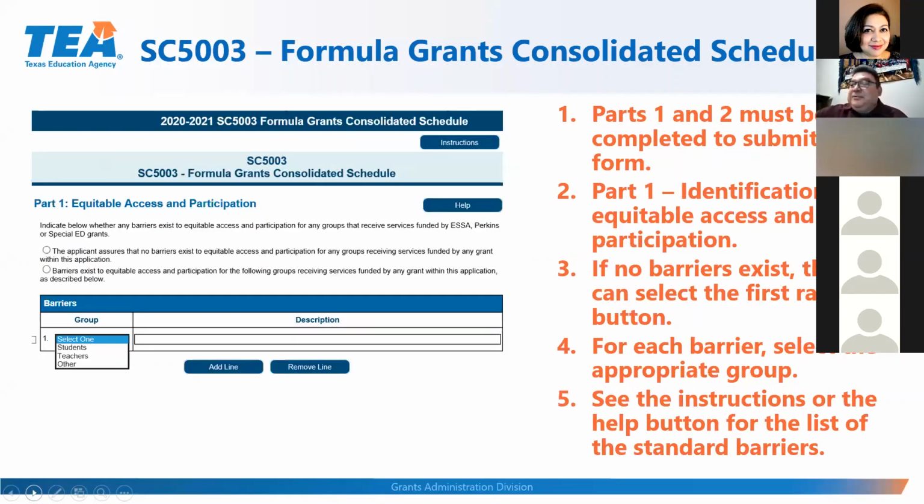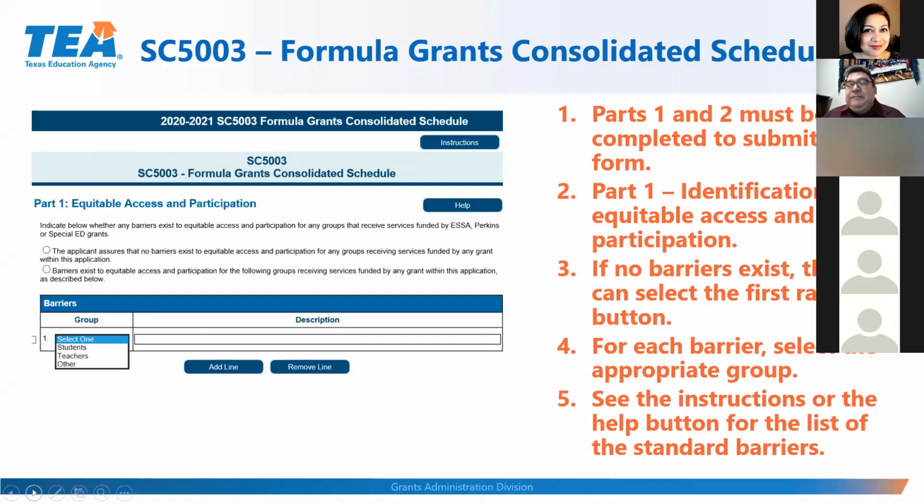It's a fairly simple schedule. This is just what we used to have on every single application for our federal grants. We've now clumped it into one form. So you have the equal access and participation. There are 2 radio buttons. First one is just that you have no barriers that exist for equitable access and participation. You select that and this part is completed.